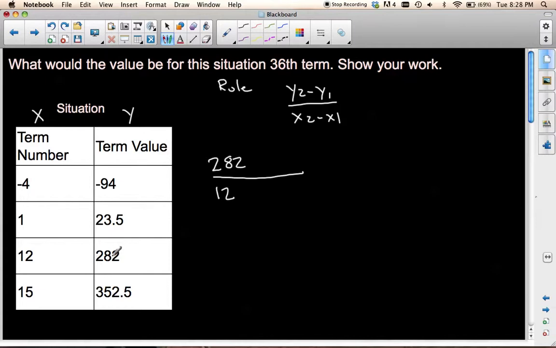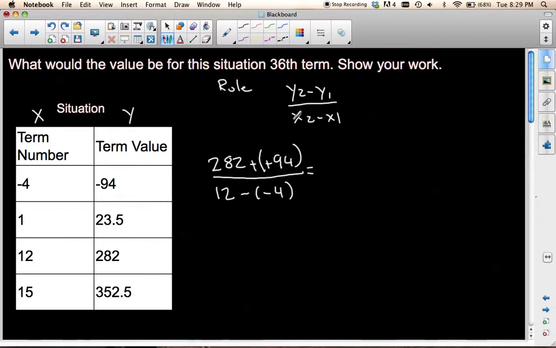Now if we picked 282 and 12, we have to pick another y value to be our y1. So let's say we take negative 94. So it's minus negative 94. You have to make sure that you have that minus negative, not just minus 94. And if we took negative 94, we have to take negative 4 as our x1. So minus negative 4.